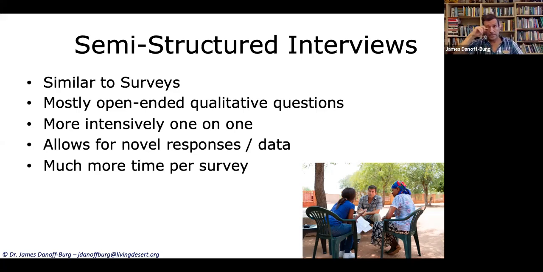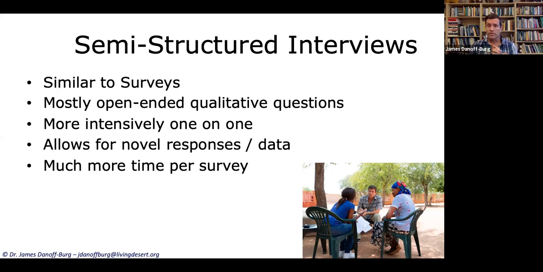They're great because they're really useful for gathering novel ideas, new input. Great breakthroughs often come from these semi-structured interviews. The qualitative data that comes out of this is fantastic. And Alex is going to be talking a lot about how to analyze these qualitative questions towards the end of our time together in sessions 8 and 9.